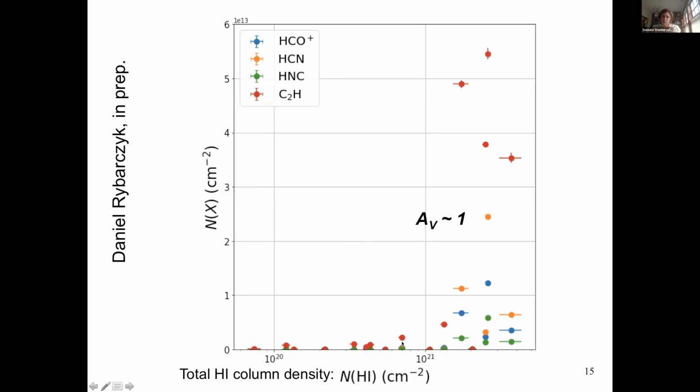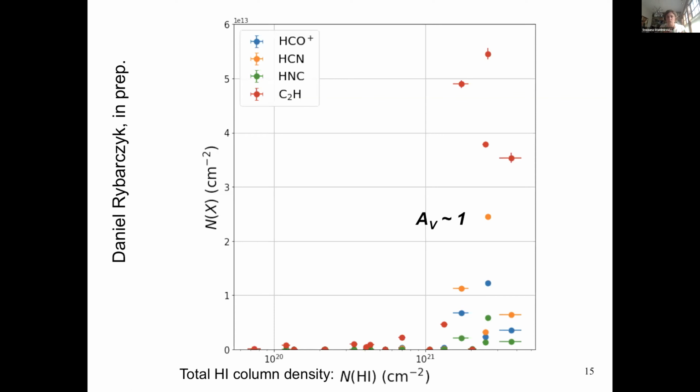And once we hit 2 times 10 to the 21 hydrogen particles per square centimeter, suddenly the molecular abundances of all these different species go up. So you can see this rise in molecular abundance. What this is telling us is that the key thing for molecule survival is shielding.